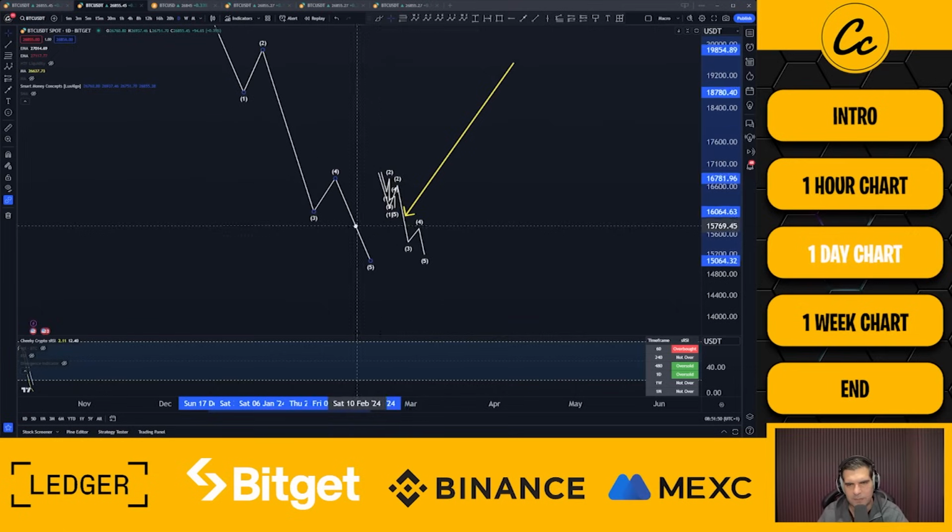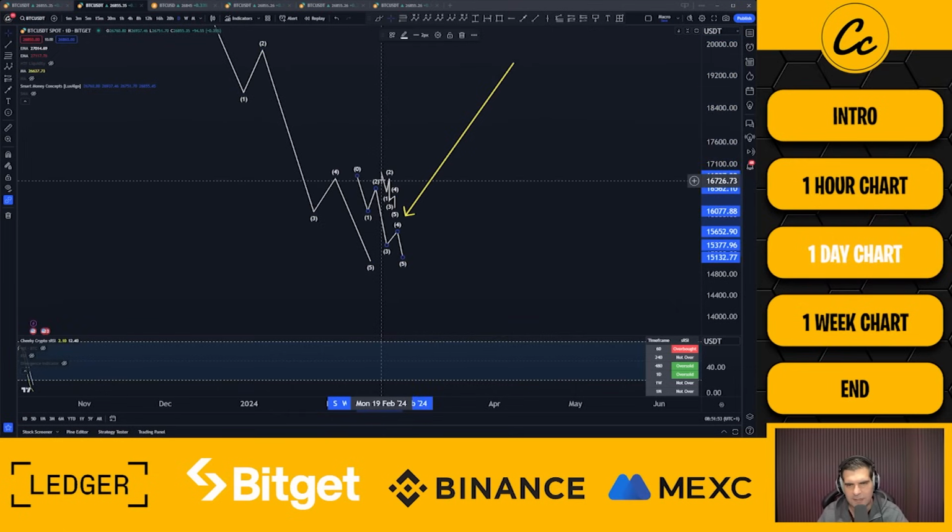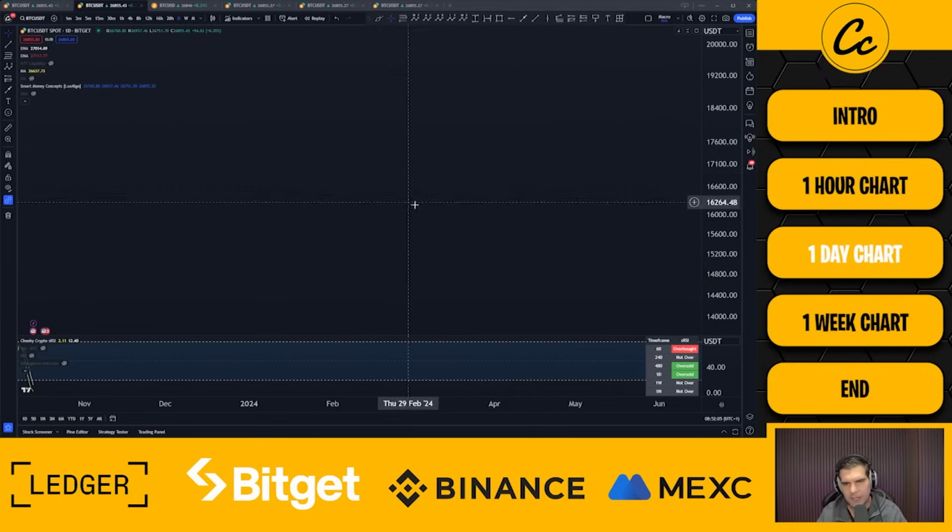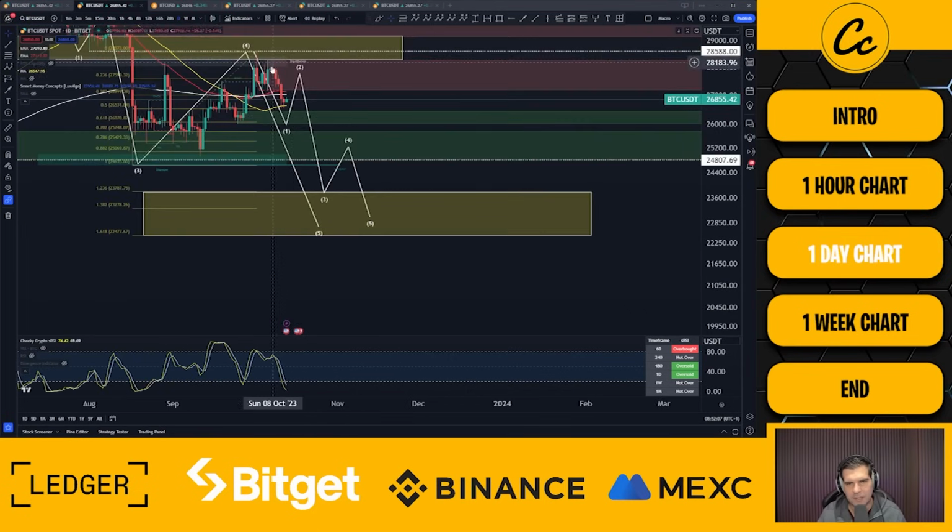Let me go ahead and just move those out of the way so you can see this a little bit clearer. We are, in my opinion anyway, inside the wave 3 of this wave 1, which is of this wave 5. Okay, so it's a little bit complex, but it is what it is, and that's kind of where we see ourselves right here.